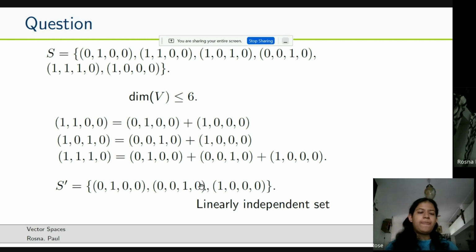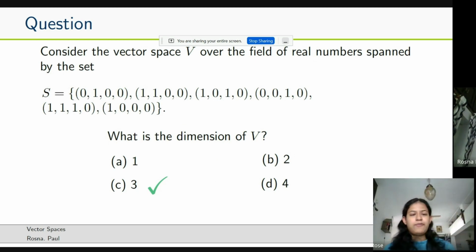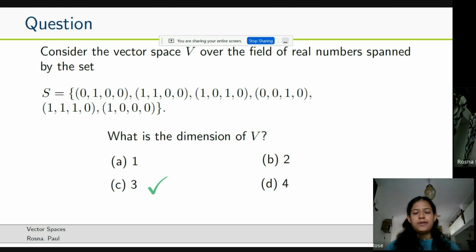But here you can see this subset of S is a linearly independent set. So this actually forms the basis of our vector space. And since it has only 3 elements, the answer is 3. So all of you are correct. Yes, Anamika, Lakshmi, Elizabeth. Yes, everybody is correct. So I hope that you understood what is linearly dependent and what is linearly independent.